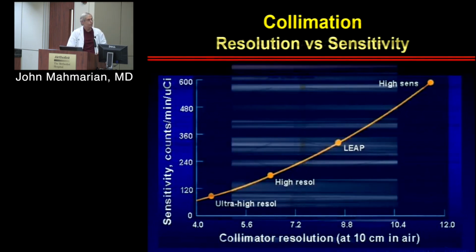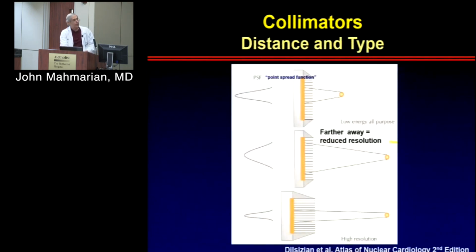Okay? It also turns out that, and I tell this to the techs all the time because it is very important, it's very important to make sure that the camera is as close to the patient as possible. You can see that illustrated here because here you have a point source, and here you have the collimator and the camera, and this is the point spread function. You can see that's pretty narrow, so that's pretty good resolution. This is using a low energy all-purpose collimator.